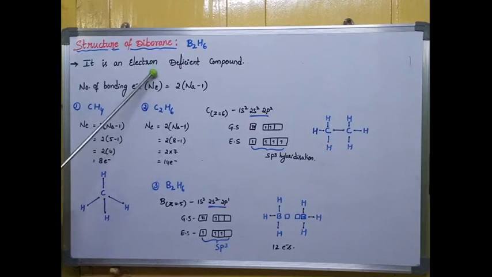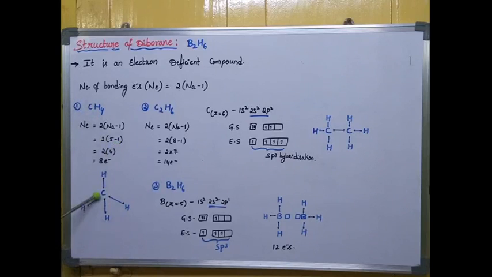Before going to this meaning, we should know the calculation of the number of bonding electrons in covalently bonded molecules. The number of bonding electrons can be calculated by the formula 2 into Na minus 1, where Na is the number of atoms. I am taking CH4 as an example. CH4 is methane. The number of atoms here is 5: 4 hydrogens and 1 carbon. So 2 into 5 minus 1, 2 fours are 8. 8 electrons will be there in CH4.